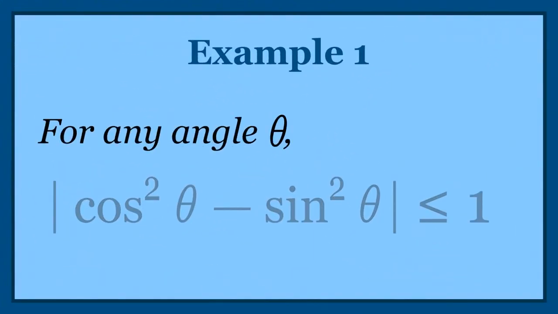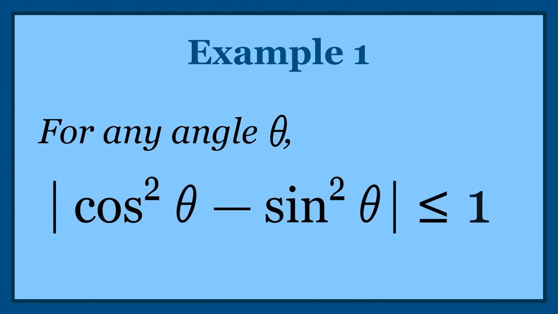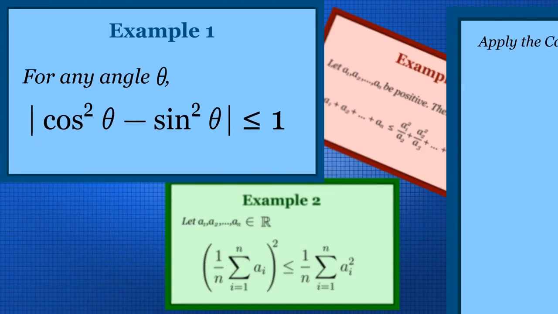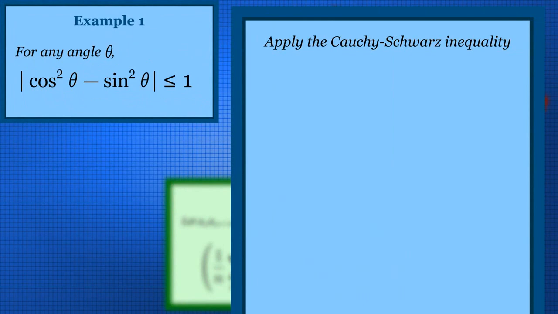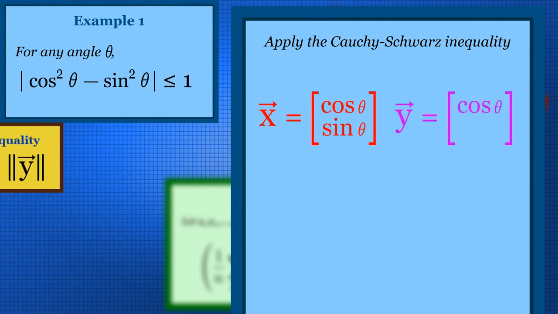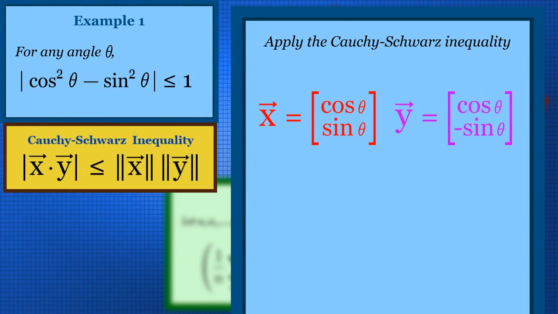For any angle theta, the absolute value of cosine squared theta minus sine squared theta is less than or equal to 1. Proof. Apply the Cauchy-Schwarz inequality to x equals (cosine theta, sine theta) and y equals (cosine theta, minus sine theta).